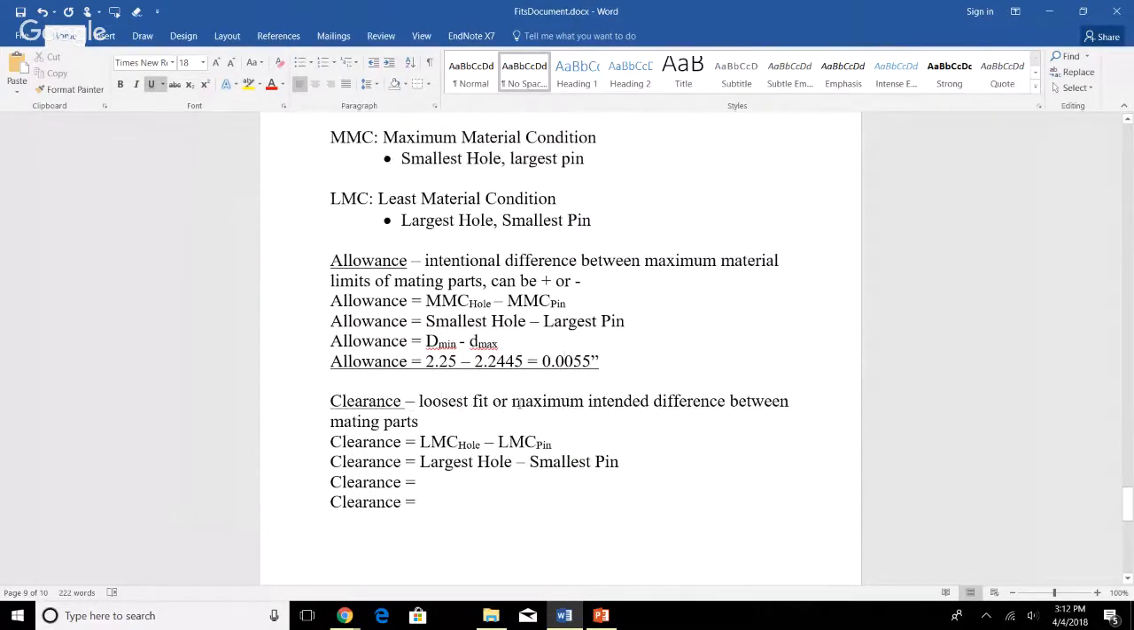The clearance is the loosest fit or maximum intended difference between mating parts, or that is the least material condition of the hole minus the least material condition of the pin, or the largest hole minus the smallest pin. So just to assign variables to this, this would be our maximum diameter of the hole given by that capital letter minus the minimum material condition or the smallest pin. That is our smallest diameter of our pin given by that lowercase letter. So D max minus d min.